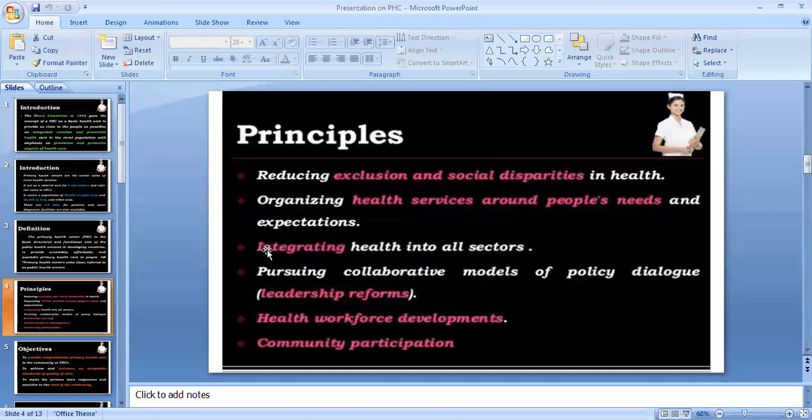But if it is severe, they need to refer the cases. Pursuing collaborative models of policy dialogue, this is some kind of model, they have some model given by the government. Under that, we have ASA workers, you know ASA workers.